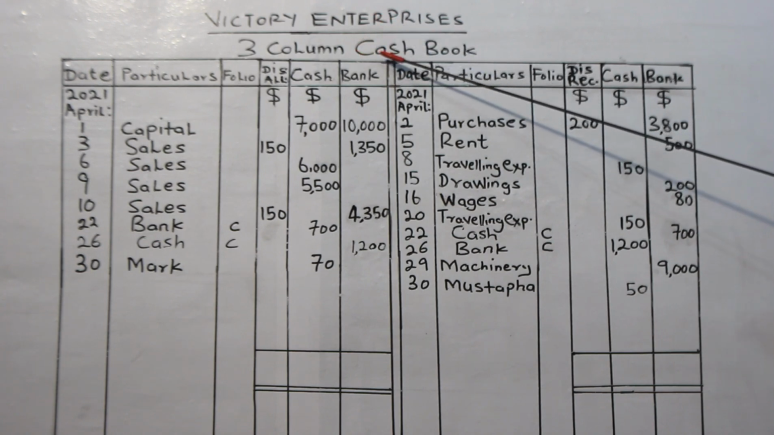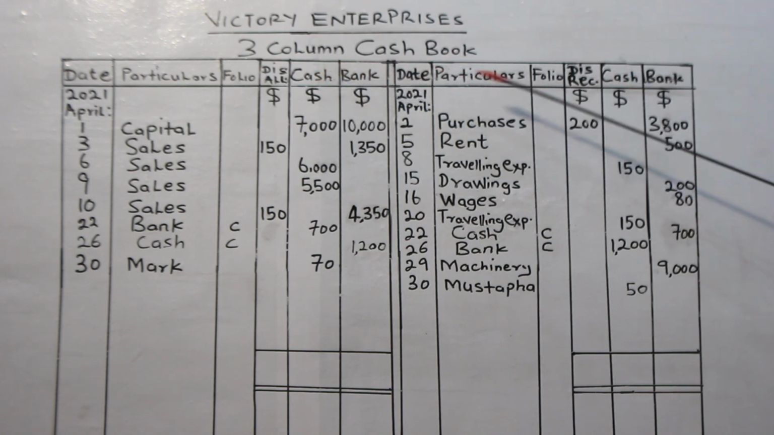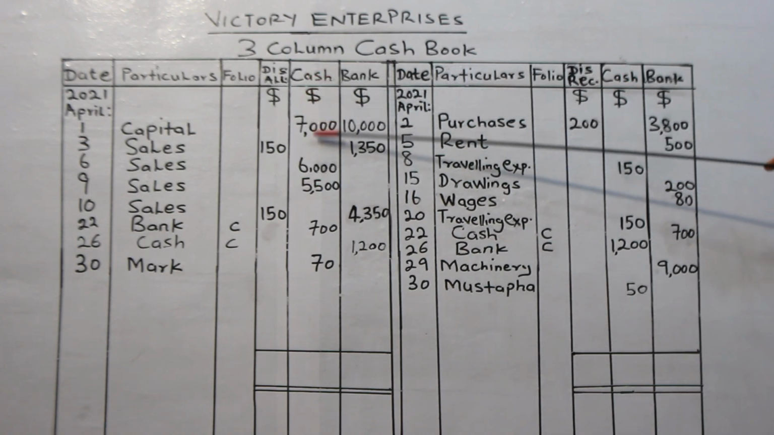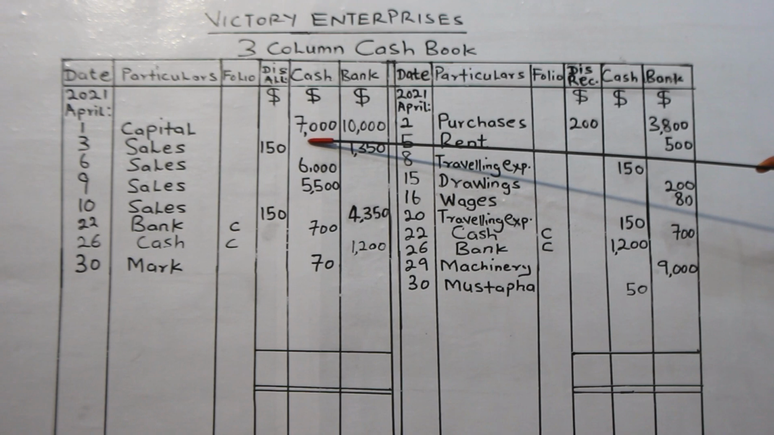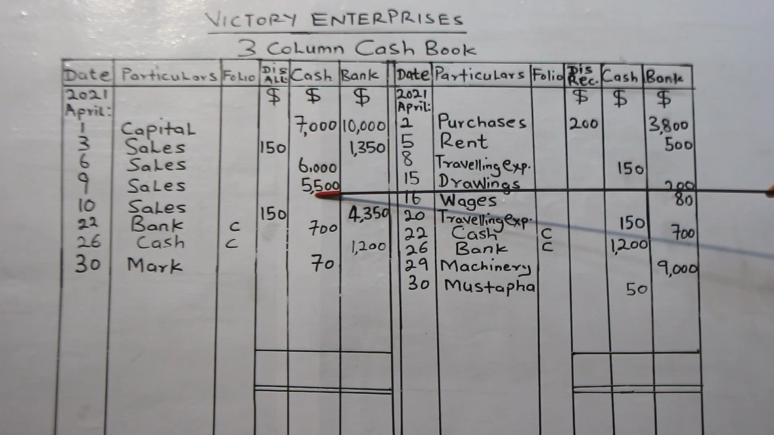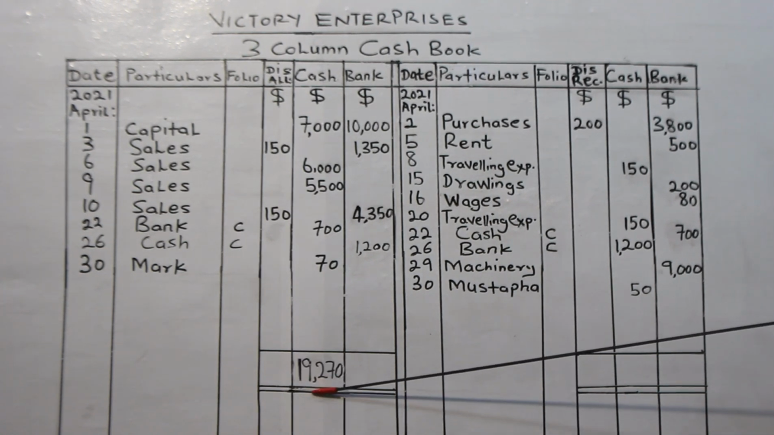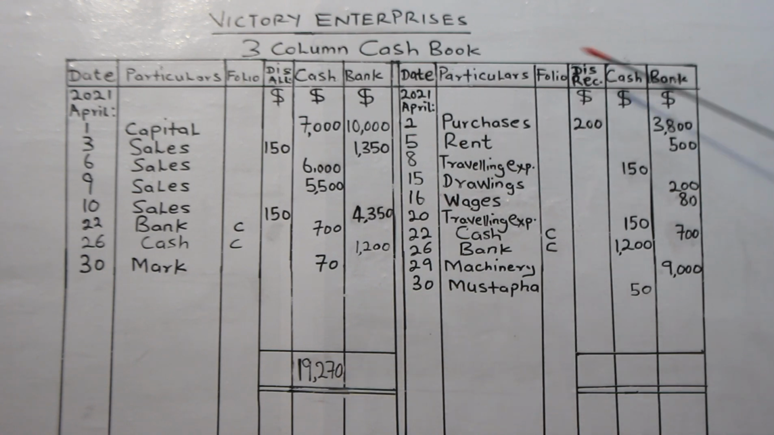To balance the three-column cash book of Victory Enterprises, we are going to consider the cash column first. That is the receipt side of cash and the payment side of cash. Now the total cash received in the period is 7,000 plus 6,000 plus 5,500 plus 700 plus 70. That gives us a total of 19,270.